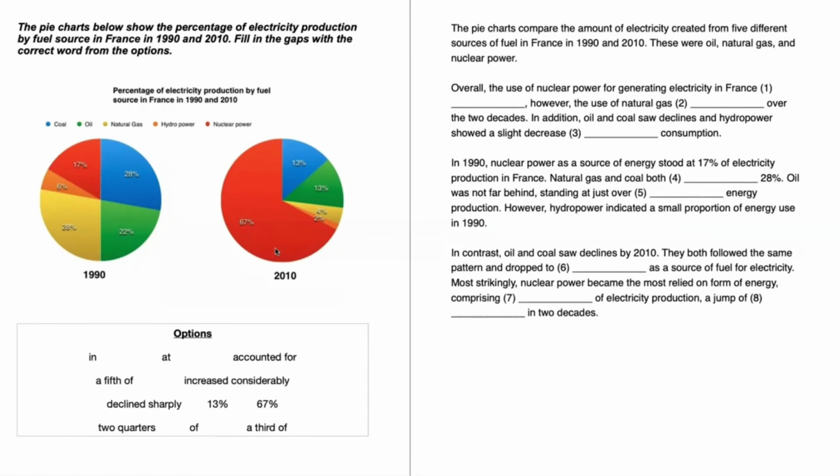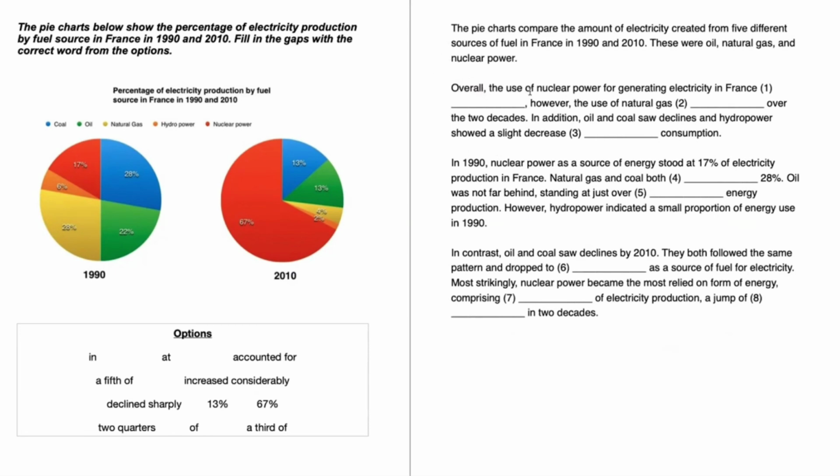Now, same thing, you can pause here and input these options in the writing prompt, or we can do it together. So I'm going to start with the introduction. It says the pie charts compare the amount of electricity created from 5 different sources of fuel in France in 1990 and 2010. These were oil, natural gas, and nuclear power. That's a great introduction. Let's move to our overview.